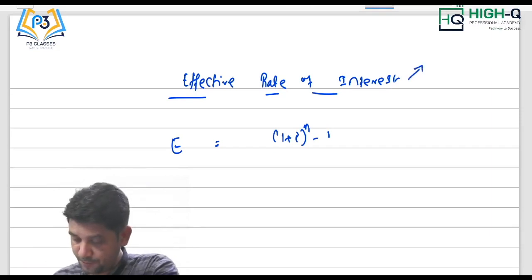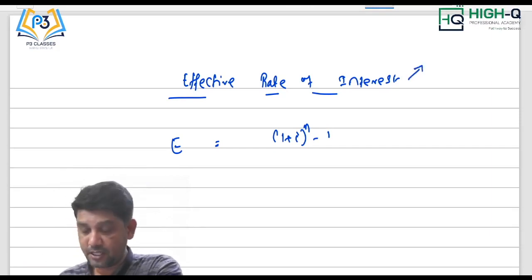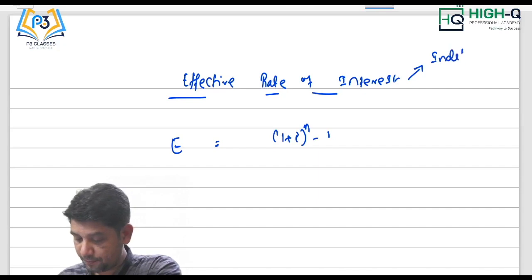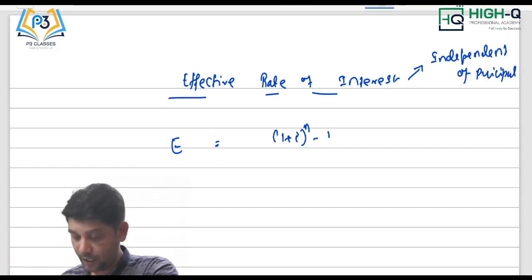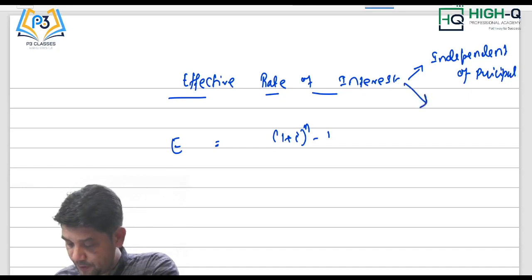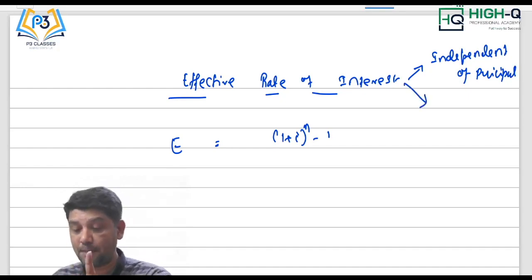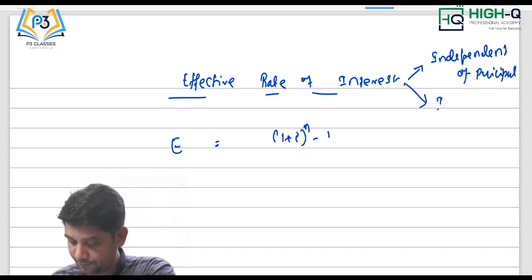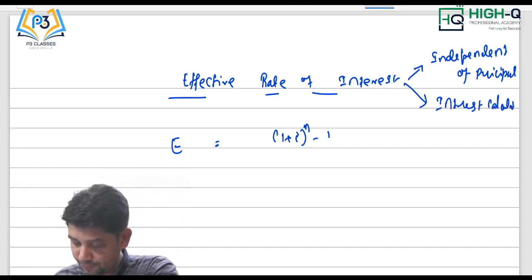What is it? Effective rate of interest is independent of principal. It has nothing to do with the principal. Okay. Next one. Effective rate of interest is applicable only when interest is calculated more than once in a year.